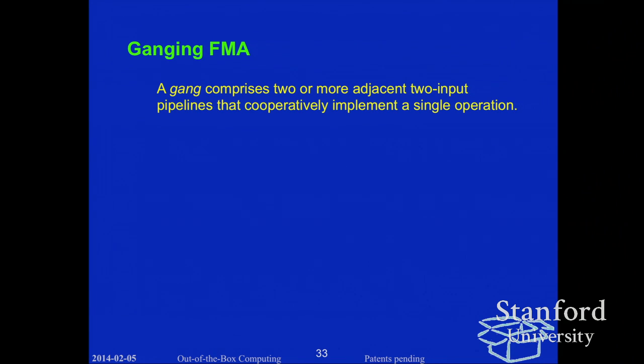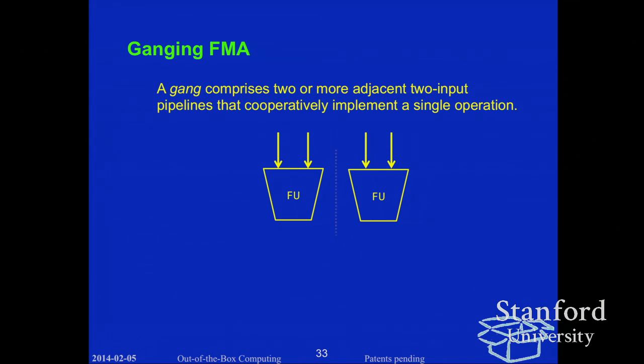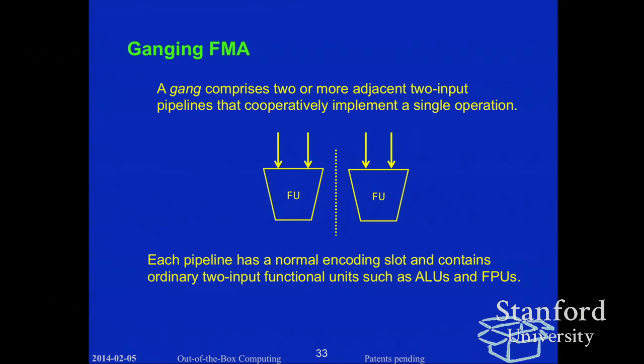The Mill doesn't do it quite that way. Instead, we define what we call a gang. These are 2 or more adjacent 2 input data paths that cooperatively implement a single operation. Each of the execution pipelines has a perfectly normal 2 input, 0 output on the Mill encoding slot. And each contains perfectly ordinary 2 input data paths suitable for functional units like ALUs and FPUs and so forth.